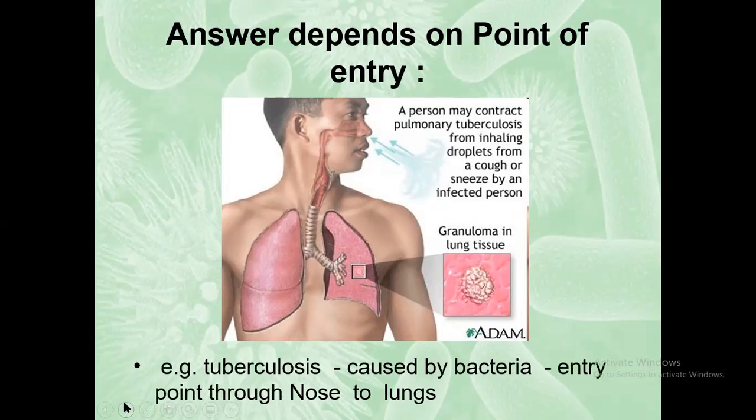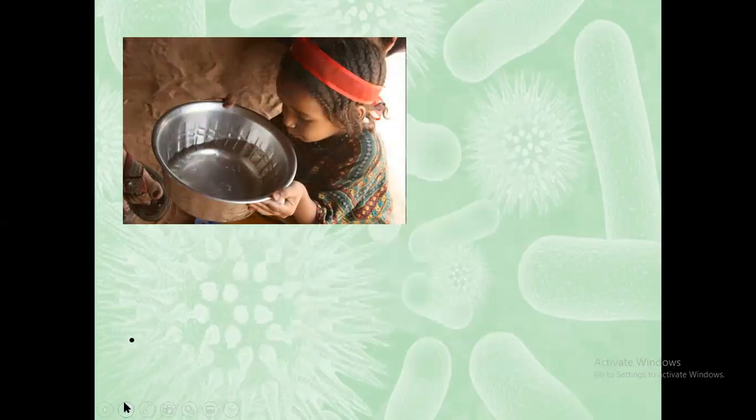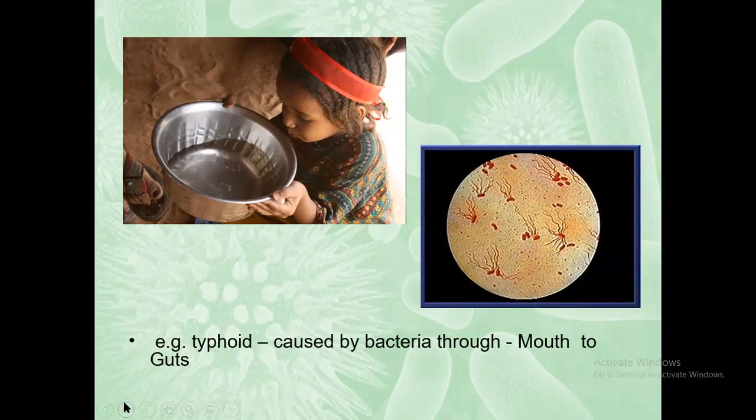Here, one example is tuberculosis. This tuberculosis is a bacterial disease. So this tuberculosis is caused by bacteria and the point of entry is the nose. Via the nose, these microbes, this bacteria, will enter inside the body and affect the lungs. Another example, typhoid. This typhoid is also a bacterial disease and the point of entry is the mouth and it will affect the guts.